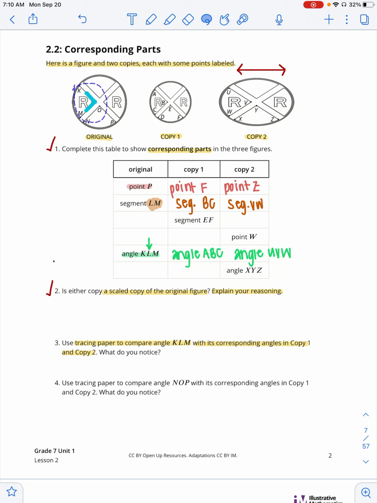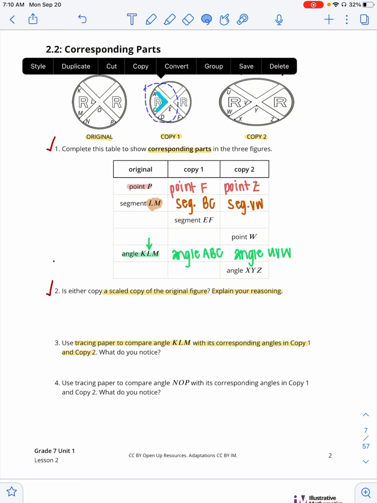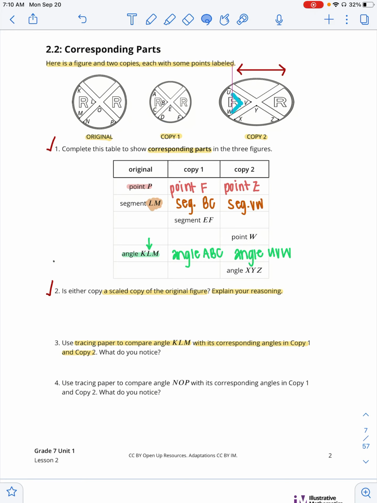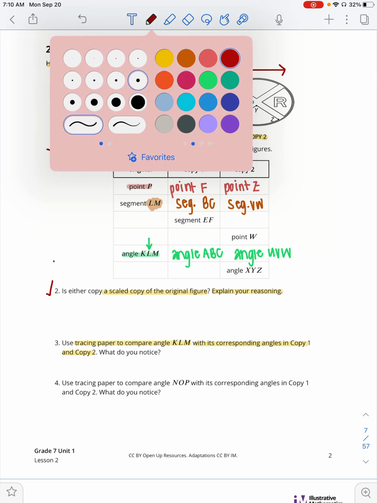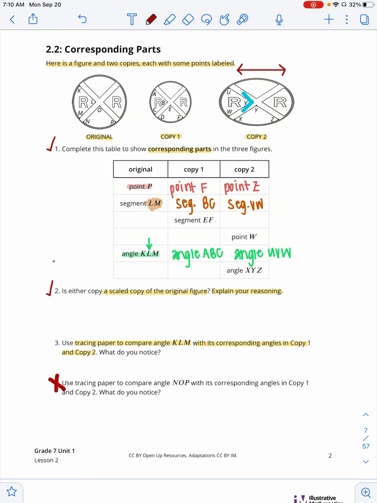And I take that angle that I drew and pick it up and place it right over ABC. That's what it looks like. But if I pick it up and place it over UVW, it looks a little bit different. So go ahead and pause this video and answer question 3. What do you notice? If we wanted to, we could do the exact same thing with question 4, but we're going to skip that part for now and just focus on what happened with KLM.